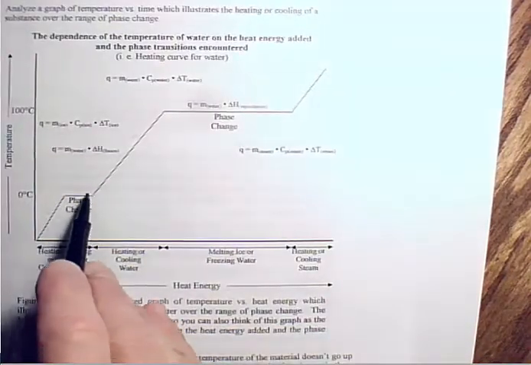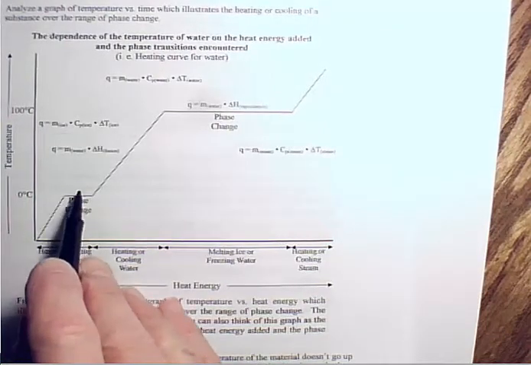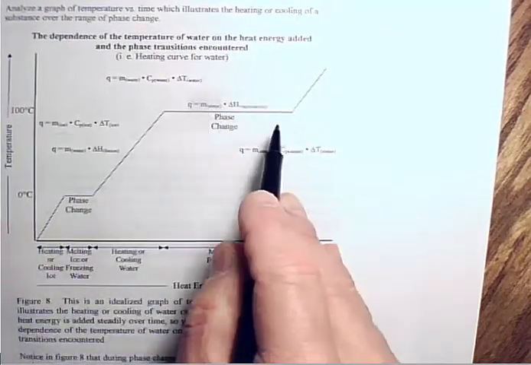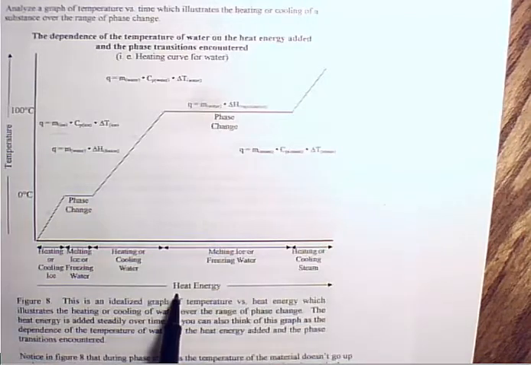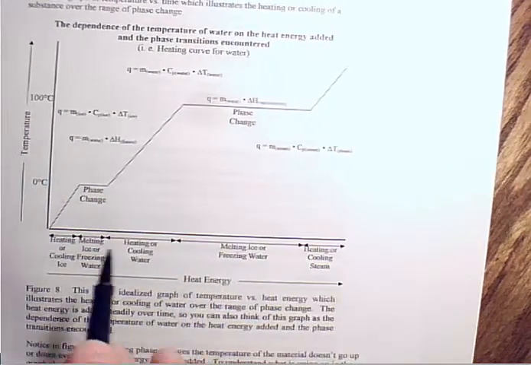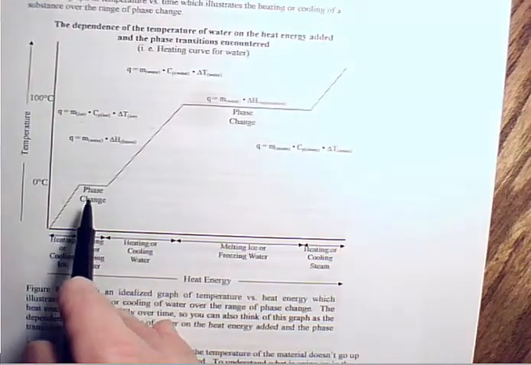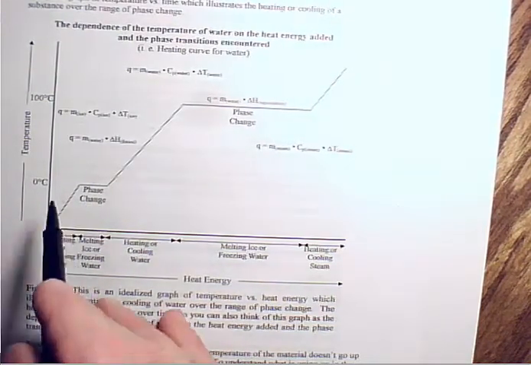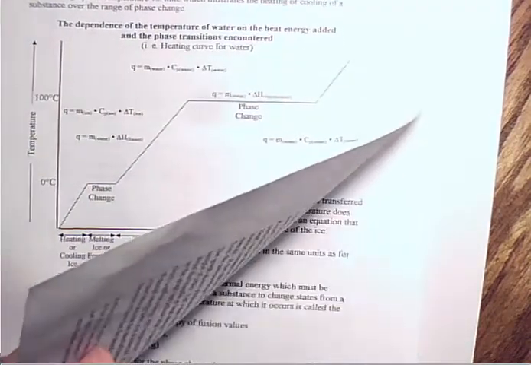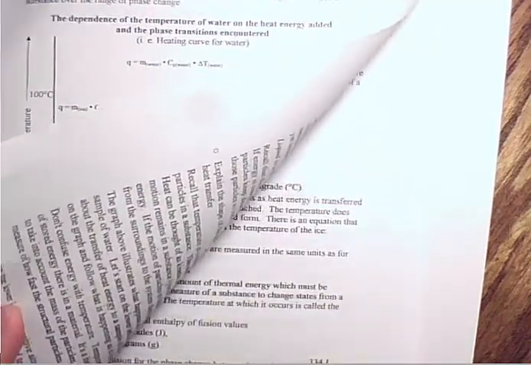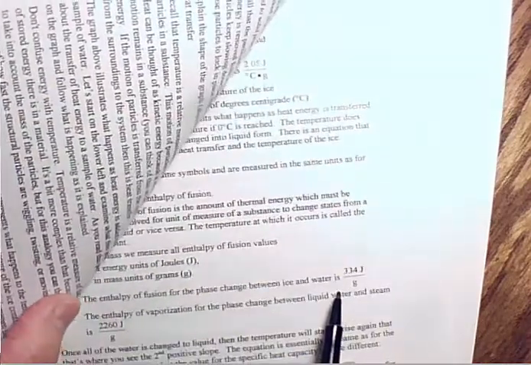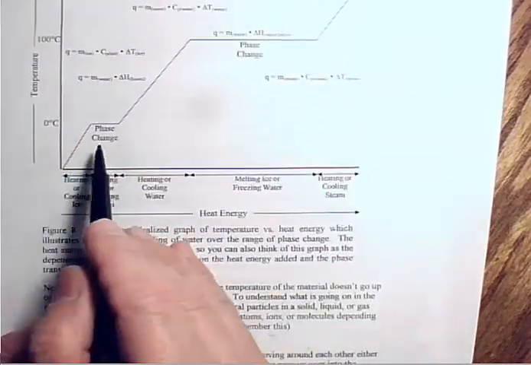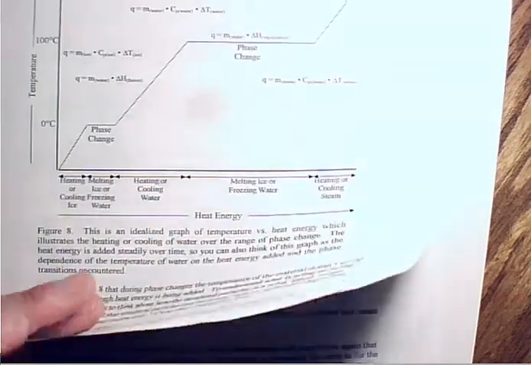Now, the question was asked, why is this range so much shorter than this range? We're looking at the amount of heat energy added. The x-axis is an amount of energy. The delta H for freezing and melting water is 334 joules per gram. That's not a whole lot of delta H, so you don't need as much energy to get that phase change to take place.